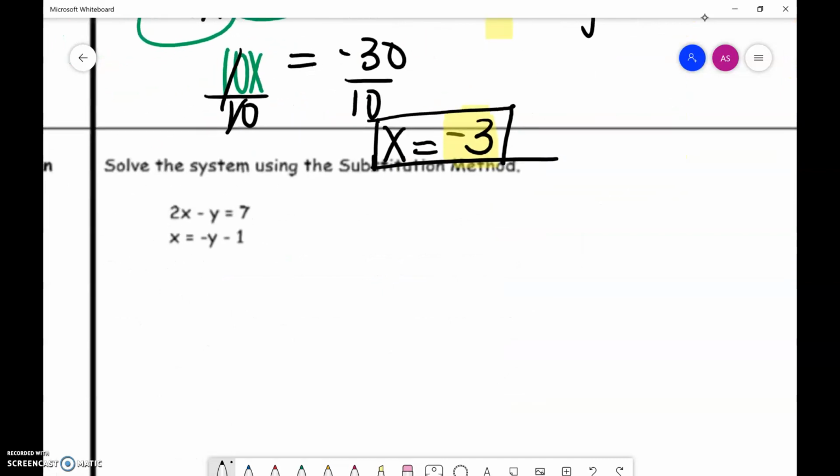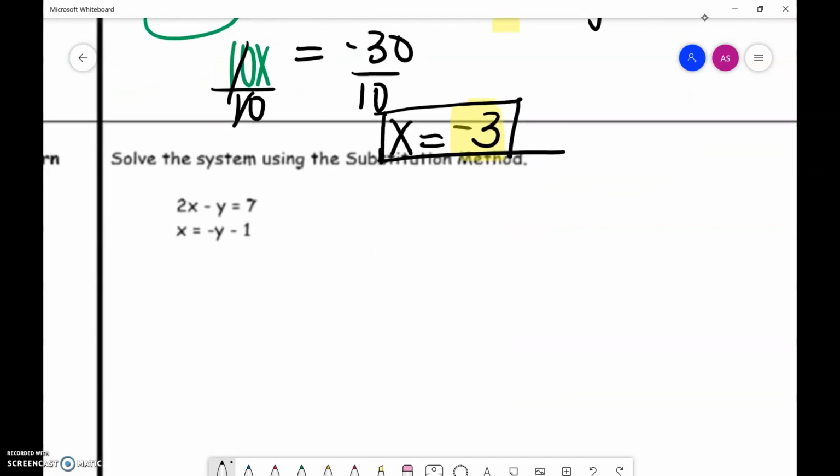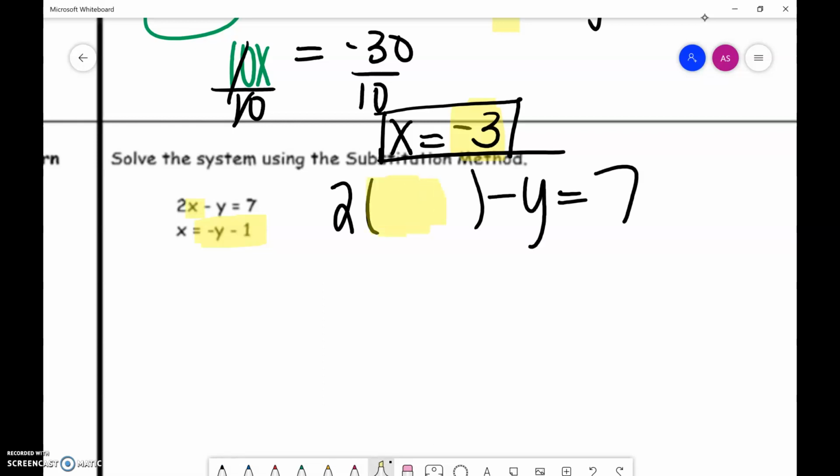Let's look at the next one. So if I was to ask you which variable is already solved for, we have that x is solved for already. So that means I'm going to take this x and plug it in the other equation for x. I'm going to just leave some space so you can think about what's happening here, because some people get confused there.